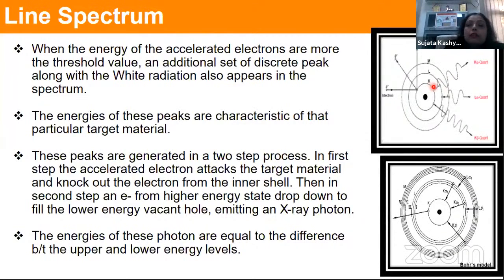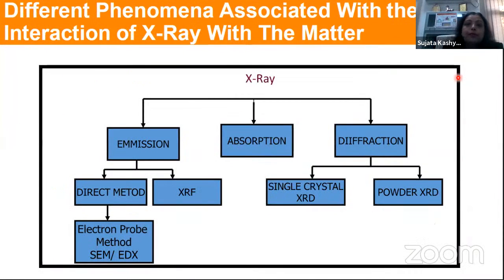The energy of this radiation is equal to the difference between the two energy levels. And the energy of this peak is characteristic or specific for each material. For molybdenum, it will be specific. For copper, it will be another specific value. Therefore, it is also called a characteristic peak, because a specific target material has a specific characteristic peak energy.